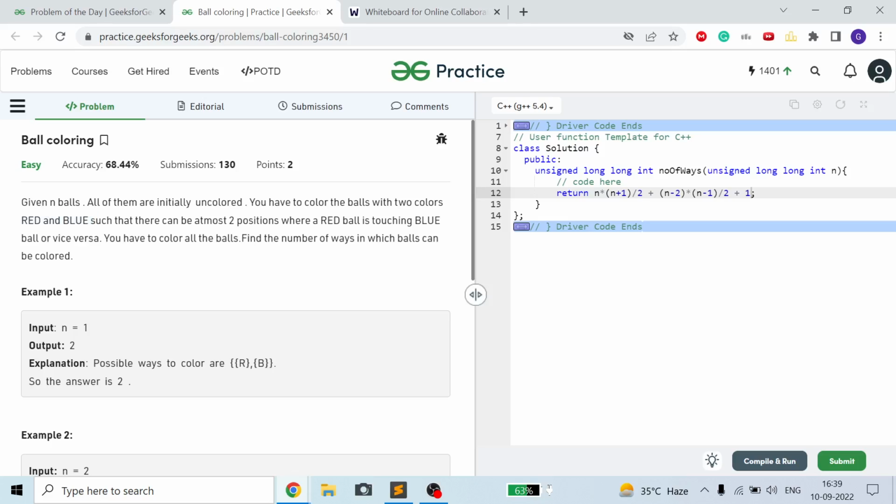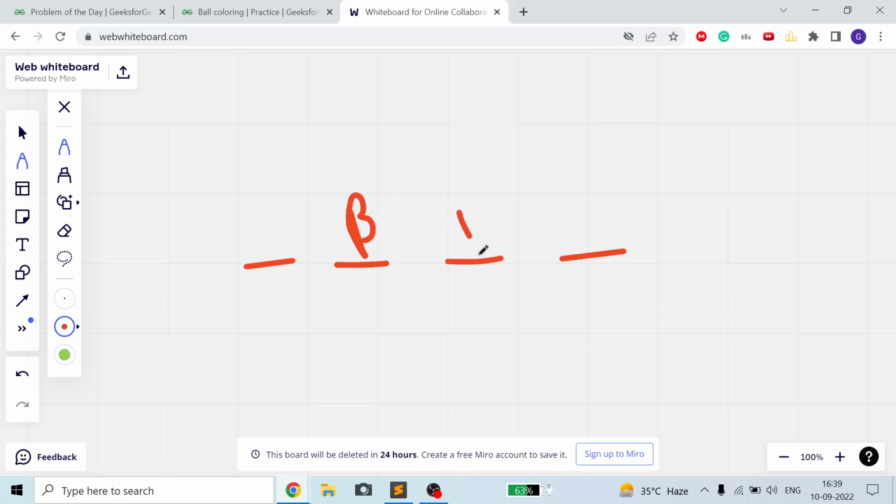Here is a condition that there can be at most two positions where a red ball is touching a blue ball, or vice versa. Like if it is blue, then red, we can say there is one position. If it is red, blue, red, then we can say there are two positions. Here blue and red are connecting with each other, and here blue and red are connecting with each other. If there are two different balls in continuous places, then we can say red and blue connect to each other.